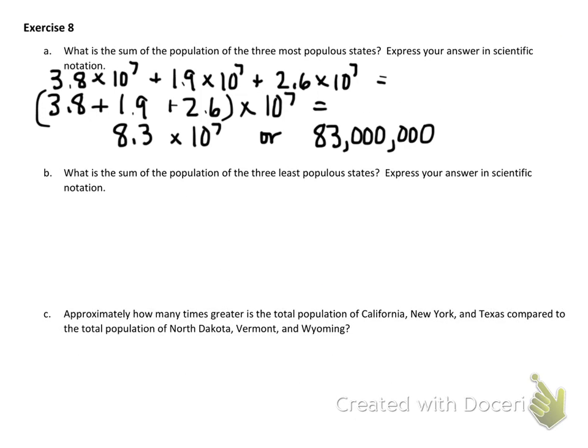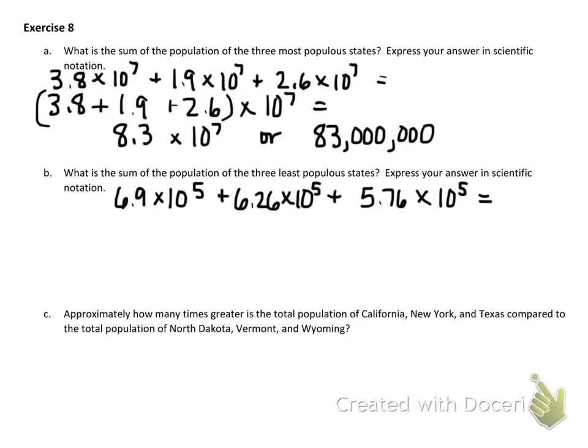Okay, sorry about that. So let's look at part B, the sum of the population of the 3 least populous states. So those are all order of magnitude 5. They're 6-digit numbers, and I can write them in scientific notation like this. Since they all have that factor of 10 to the 5th, I can factor it out using the distributive property.